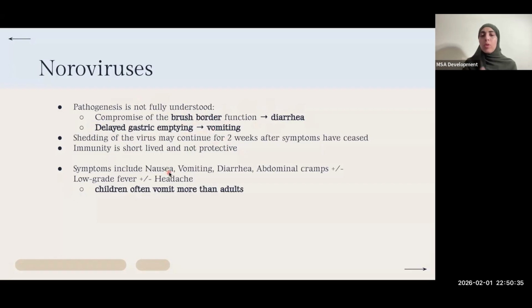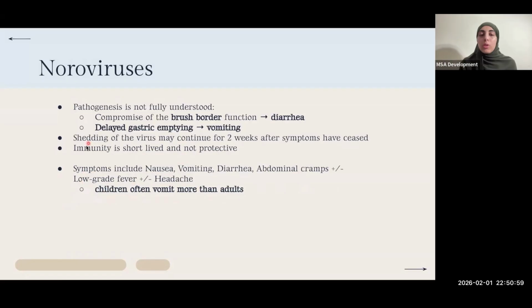So the patients present with nausea, vomiting, diarrhea, abdominal cramps, and they may have a fever. They may or may not have a fever, and headache. And something key is that children often vomit more than adults. And this is something that Dr. Muhabbat emphasized for some reason. So just know it. Just know that children present with vomiting more than adults.